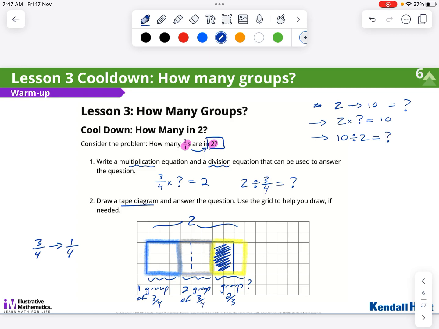So in total, how much goes in? It's going to be 2 and 2/3. So the 2 is the groups, and I should say how many full groups, and the 2/3 is the part of the last group.